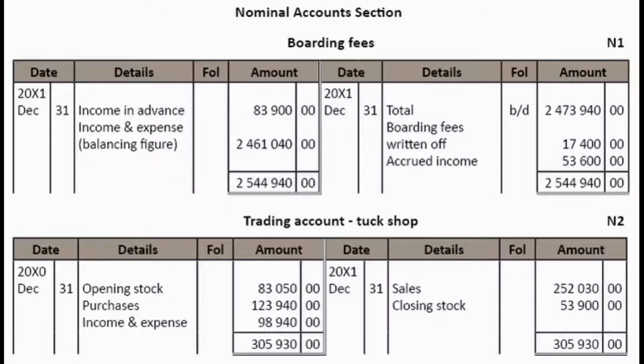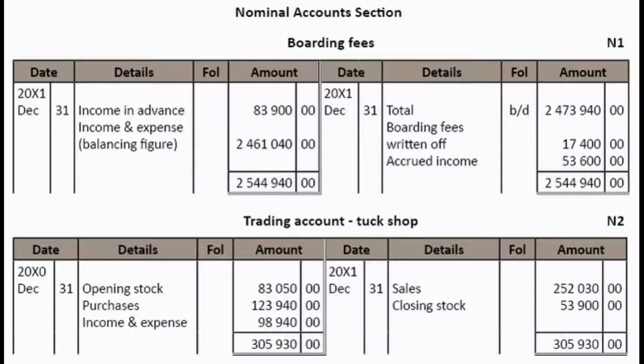They give us a pre-adjustment trial balance. So you know the balance in that account will be the total on the credit side of the boarding fees account. That total is 2,473,940. And that amount, as I said before, includes the payments that we received during the year, and it also includes the writing back of the adjustments at the beginning of the year, the reverse entries for the adjustments at the end of the previous year. So that is the total.